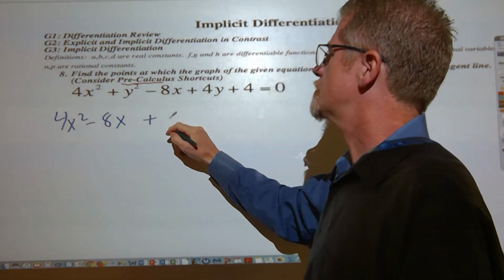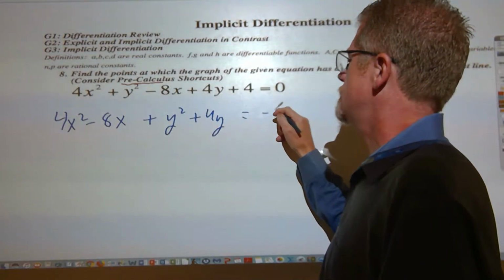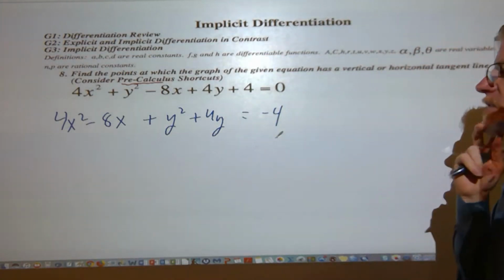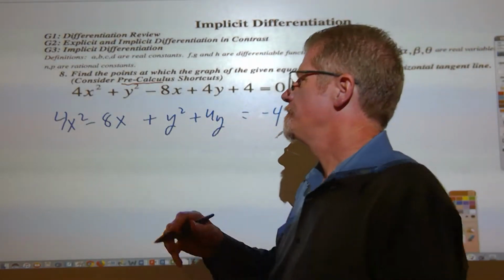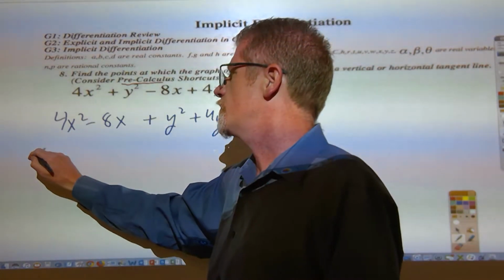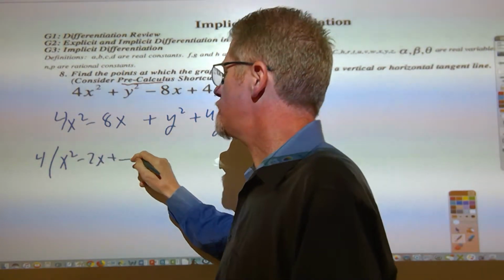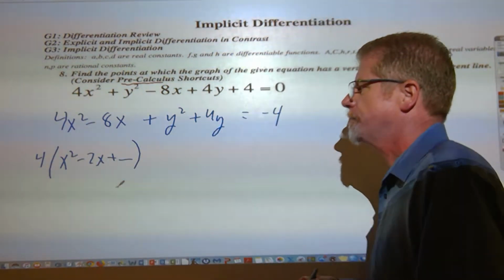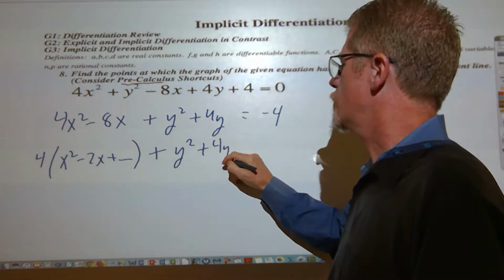And then collect the terms that contain y, that's y squared plus 4y. And let's move the 4 to the other side, equals -4. Now, when you're completing the square in x, it's best to factor out this 4 first. I'm going to factor out a 4 to get x squared minus 2x plus blank, some number that I get by completing the square. Plus, and then in y, we have y squared plus 4y plus blank.